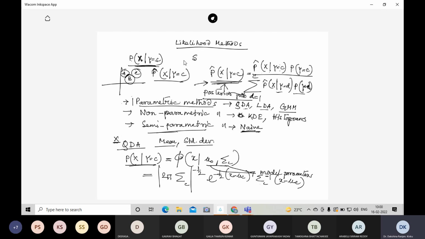So what we are trying to do is first estimate the likelihood in terms of the normal density function or Gaussian density function. Then we will try to estimate the model parameters mu and sigma c. Here mu represents the mean, and here sigma c represents the covariance.